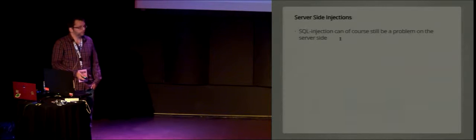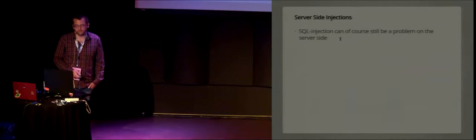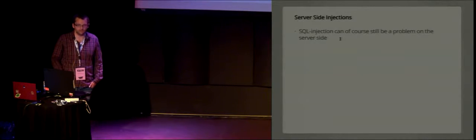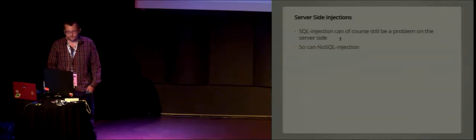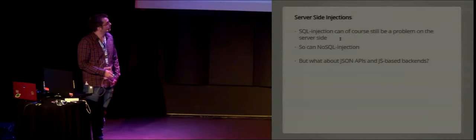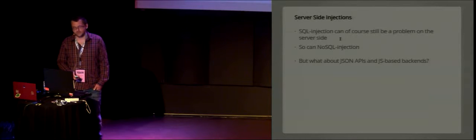On the server side, a lot more can happen. SQL injection, of course, but we're not talking about the layers below today. NoSQL injection, same thing. But what about JSON APIs and JS-based backends? What can happen there? I'm going to show you a quick demo in Node.js. This is not a bug in Node.js. This is unsafe use of JavaScript in a Node.js application.